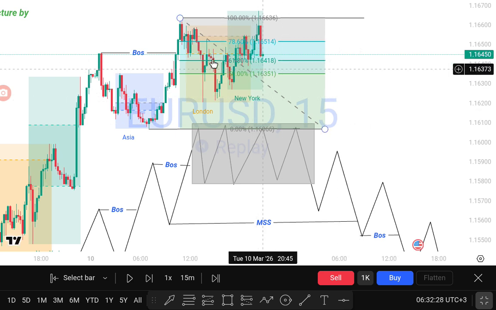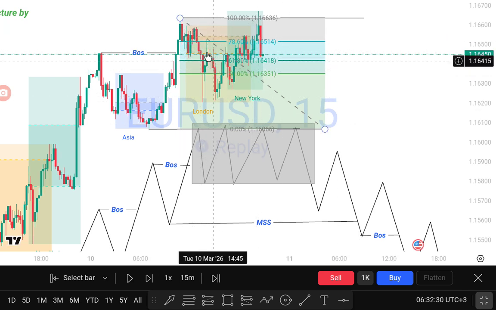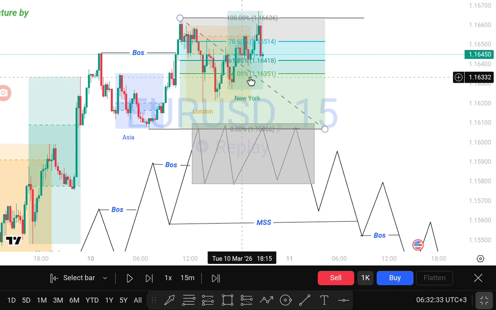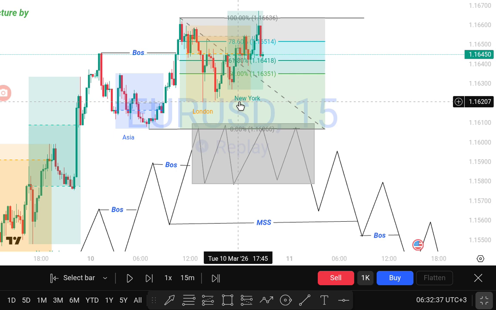When we are having a pullback, we want to see this pullback tap into our 50%, because below 50% is the discount. Now, in an uptrend market, buyers tend to buy at a discount. Even if you are a trader outside the country and want to buy something at any shop, you always want to buy at a discount.